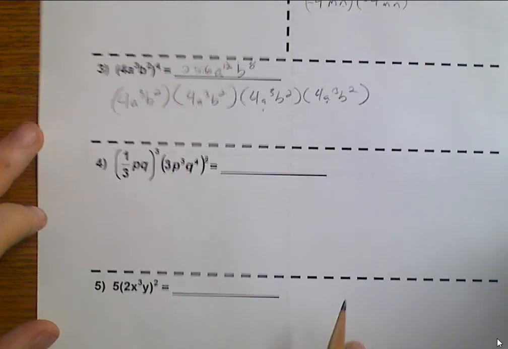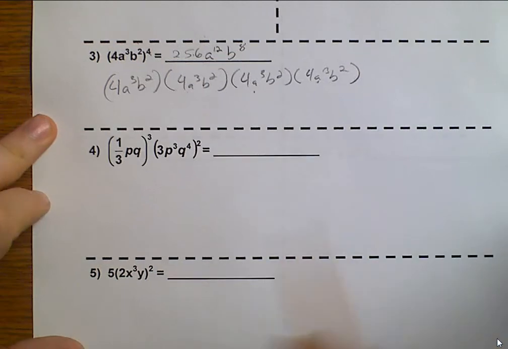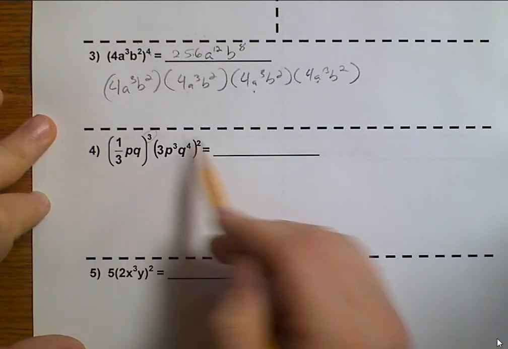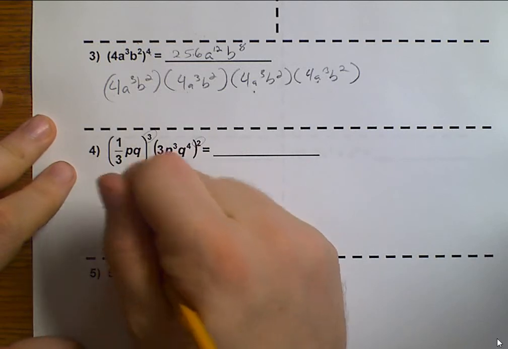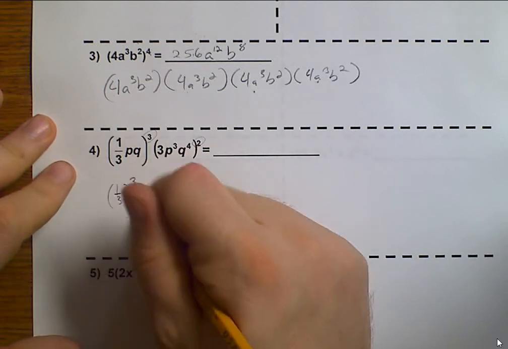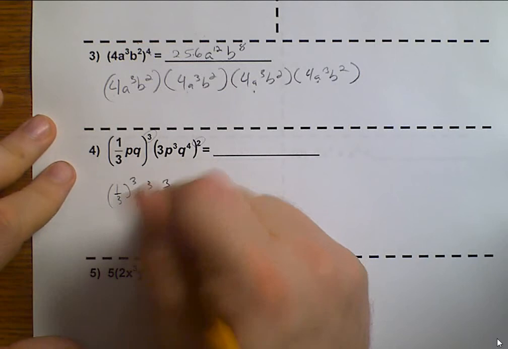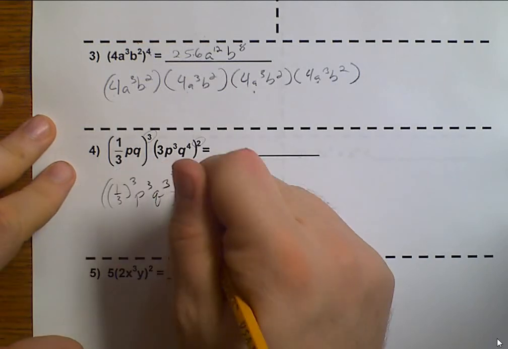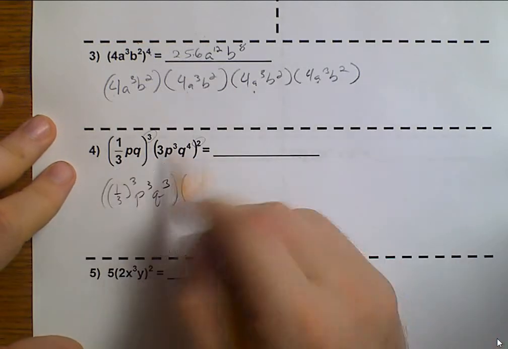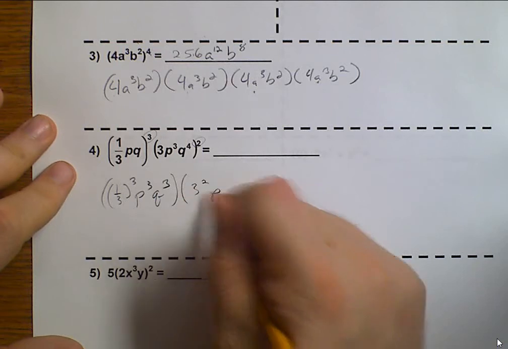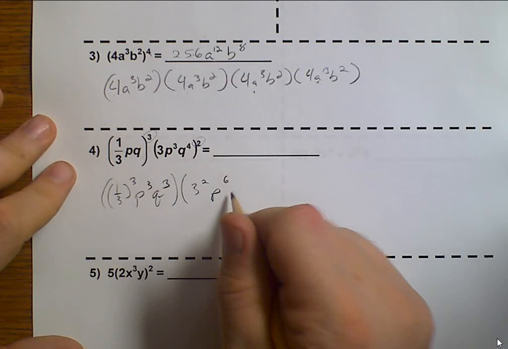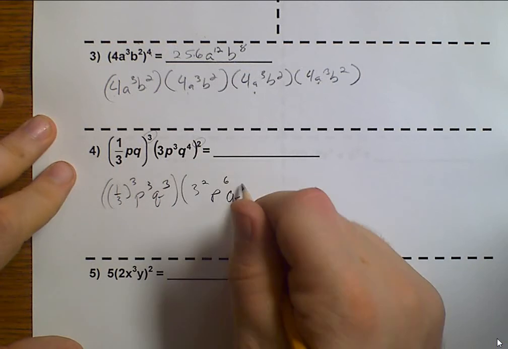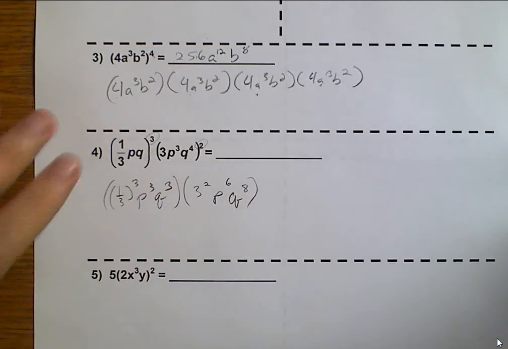So let's go ahead and take a look at number 4. Now, order of operations says that we have to apply these exponents first. So that means I'm going to do 1/3 cubed, p cubed, q cubed, and then 3 squared. p to the 3 times 2 makes 6. q to the 4 times 2 makes 8. And now we multiply these out.